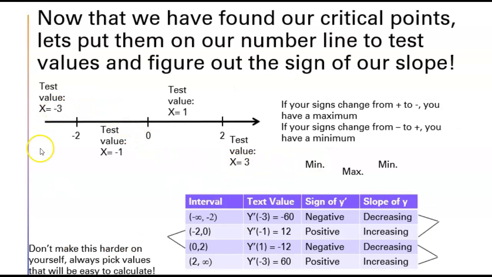So here I've placed my numbers on a number line and have test values. I always suggest creating a table with all your information because it's a nice way to organize your thoughts. So here we have a function that is decreasing to increasing, meaning that it is going down to up. So it would be a minimum.